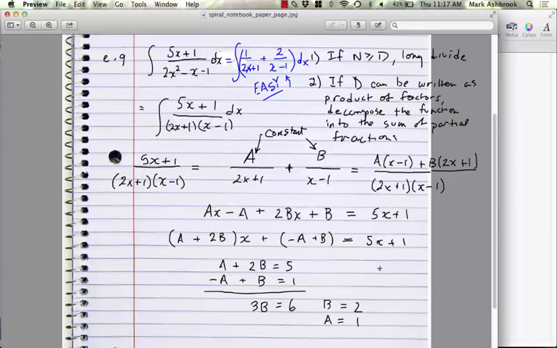Can I erase? Yes. Okay, and so then step 3. I didn't leave myself room here. Step 1: if n is greater than or equal to d, long divide. Step 2: if d can be written as a product of factors, which it could in our case, then we can decompose the function into a sum of what are called partial fractions. Then step 3 is the antiderivative of the new version of your problem: the antiderivative of the decomposed sum, the antiderivative of each fraction, one at a time. That's the idea.